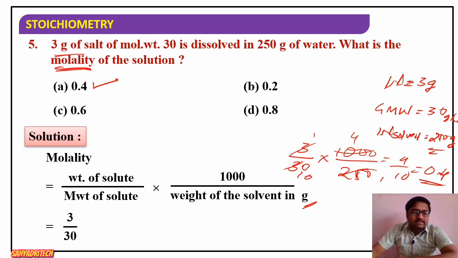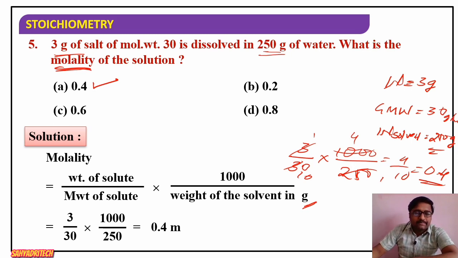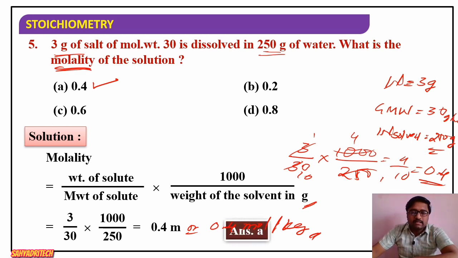So 3 by 30, weight of solute 3 and molecular weight 30, into 1000 divided by weight of solvent, 250 gram, so 1000 by 250. If you simplify, how much do we get? 0.4 molal, or we can say 0.4 mole per kg. Yes, option A is correct.